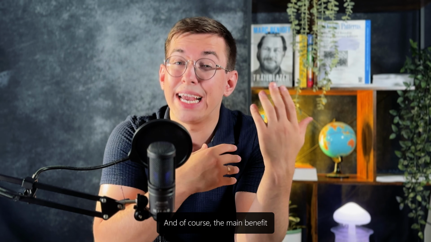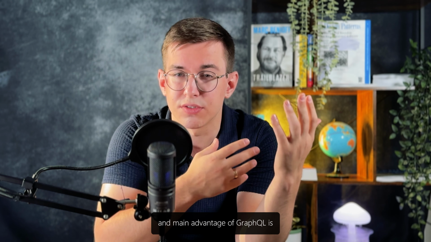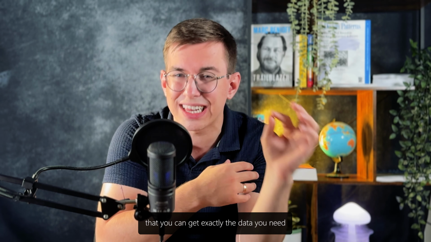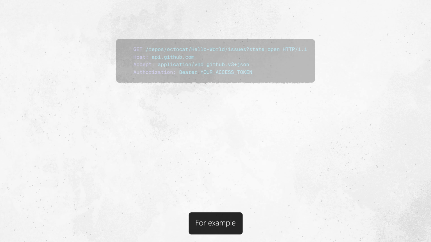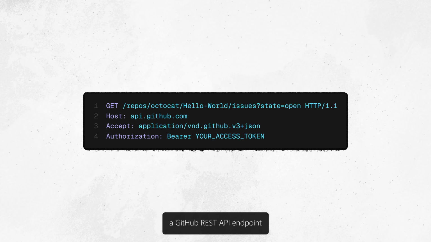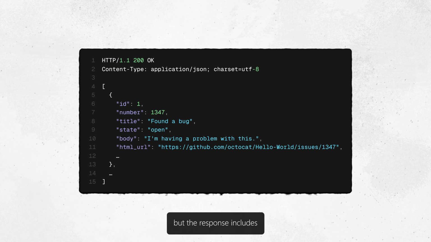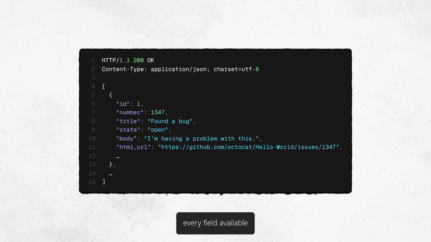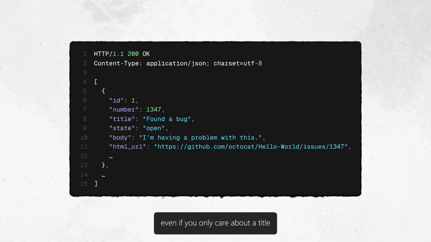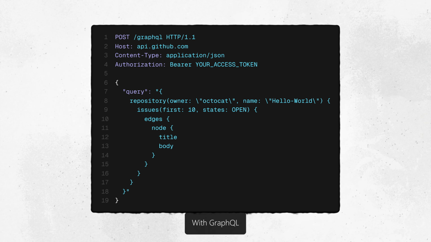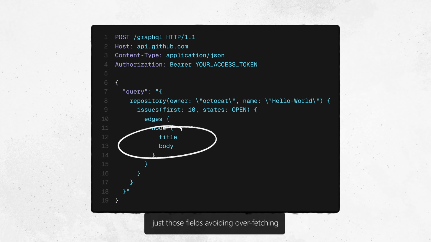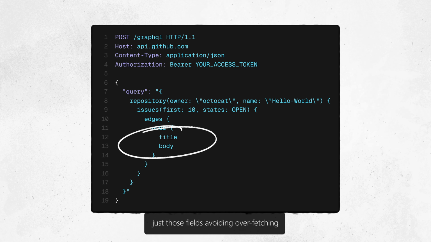And of course, the main benefit and main advantage of GraphQL is that you can get exactly the data you need. For example, a GitHub REST API endpoint allows you to retrieve all open issues, which is great, but the response includes every field available, even if you only care about a title and body. With GraphQL, you can request just those fields, avoiding overfetching.